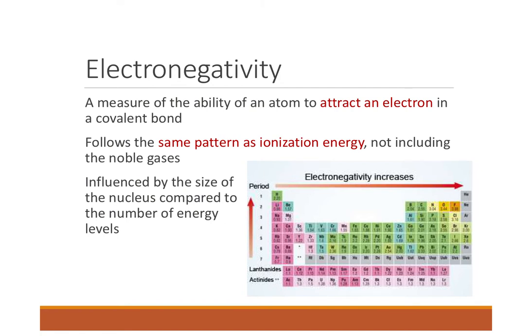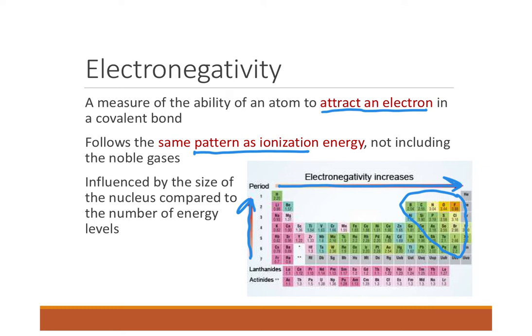Another characteristic, again we're talking about electrons, is electronegativity, which is the measure of the ability of an atom to attract an electron in a covalent bond. So covalent molecules, remember, are only dealing with these nonmetals over here on the far right-hand corner. And so they are not forming ions. They are connecting together by sharing electrons. But you still see the same pattern as in ionization energy in that electronegativity increases as you move from left to right across the periodic table and from bottom to top in any particular column.